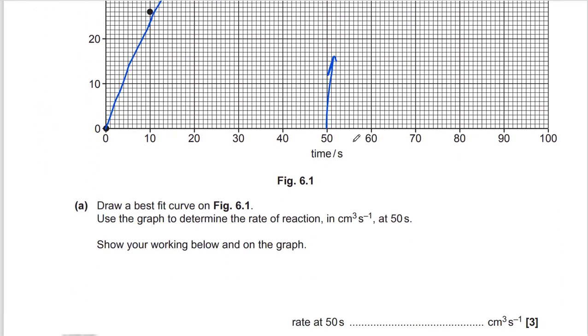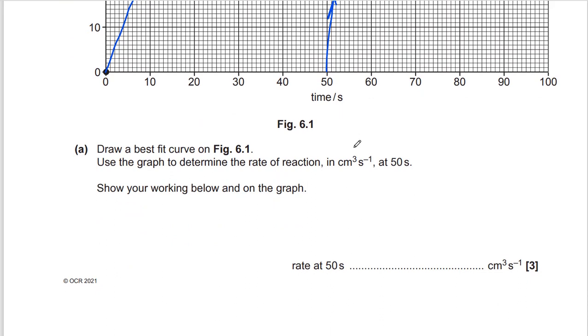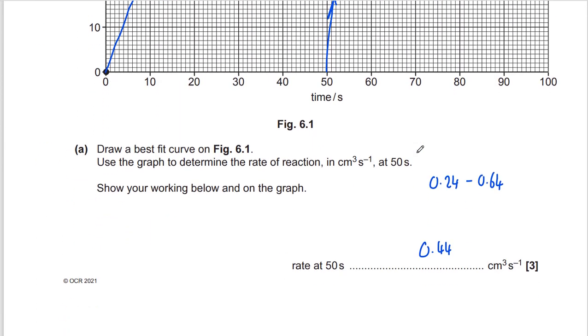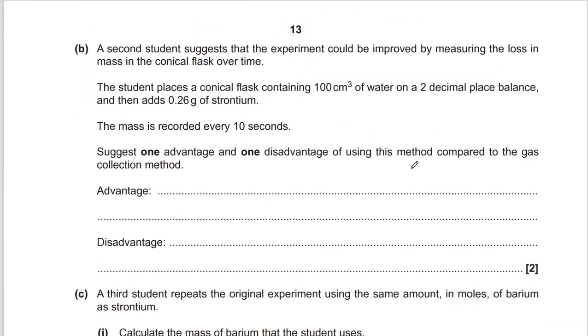You should get, in terms of what your gradient should be, about 0.44. They accept any answer within 0.2 of that. So that means any answer between 0.24 to 0.64 is correct. I can't really go through this question that well, but it's basically: draw a best fit, draw a tangent at 50, y over x, work it out, put the answer down, and you get 3 marks. Nice and easy.